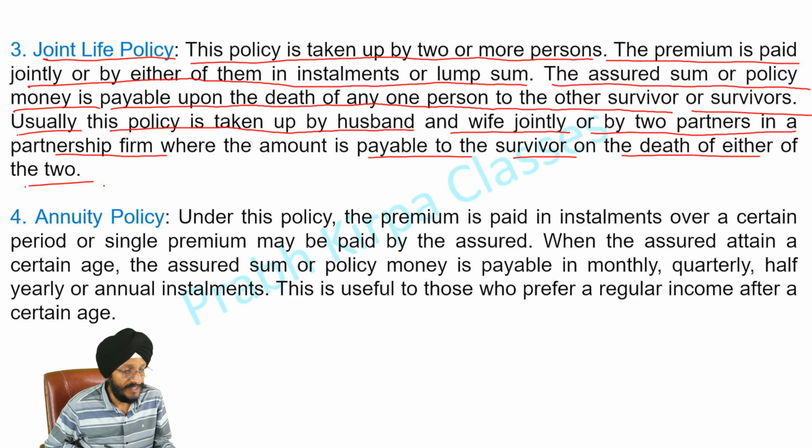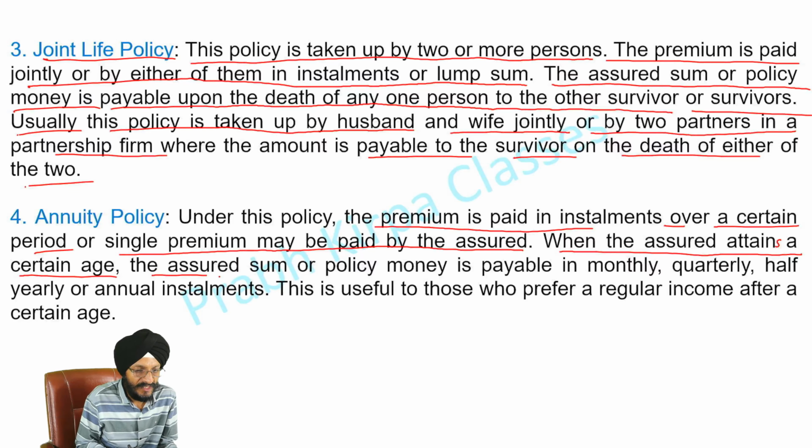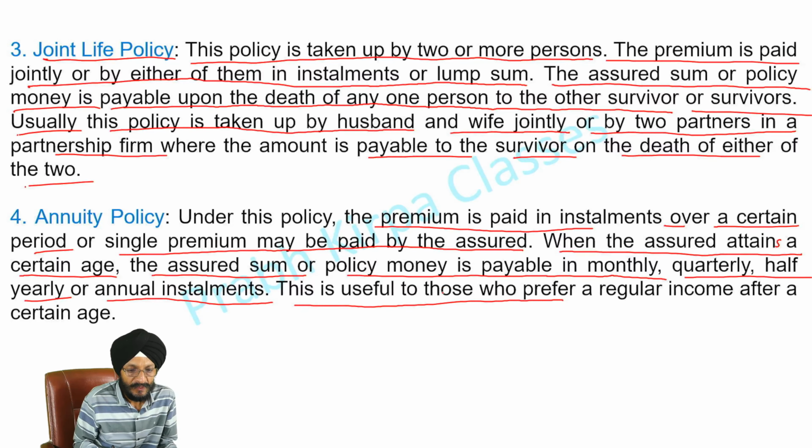Now, the fourth policy is the annuity policy. Under this policy, the premium is paid in installments over a certain period, or a single premium may be paid by the assured. When the assured attains a certain age, the sum assured or policy money is payable in monthly, quarterly, half-yearly, or annual installments. This type of policy is useful to those who prefer a regular income after a certain age.